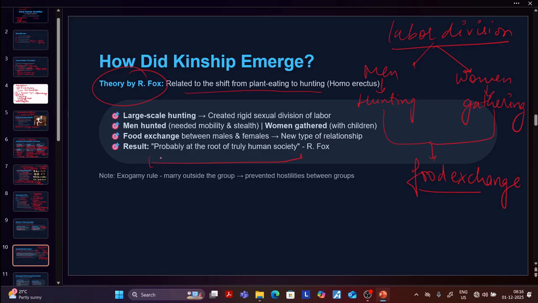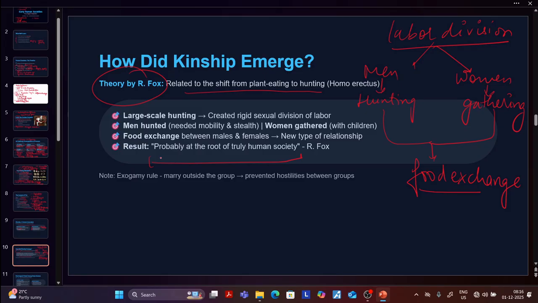Importantly, kinship was regulated through exogamy rules, which is the prohibition against marrying within your own group. This forced marriages outside the group, creating in-laws and allies in distant communities. This prevented hostilities between groups because you don't want to kill your own relative's relative. So kinship emerged from practical necessities, the need to cooperate, trade, and reduce conflict. But it became a fundamental organizing principle of human society.